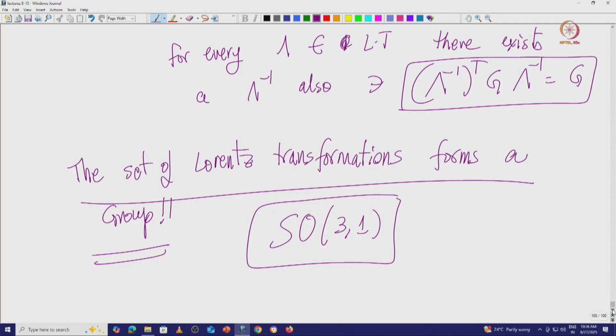So in the next lecture, I will cover some important properties of the Lorentz group before going into building up the representations of the Lorentz group.